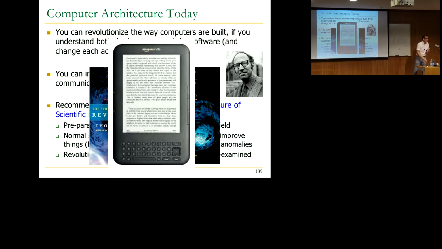It's progress, basically. You have some dominant theory, and that enables you to improve things and make very fast progress. But at some point, you have enough evidence that that dominant theory breaks, so you create a new theory.